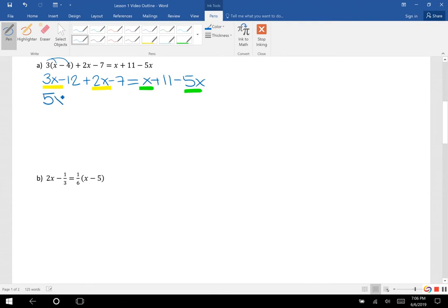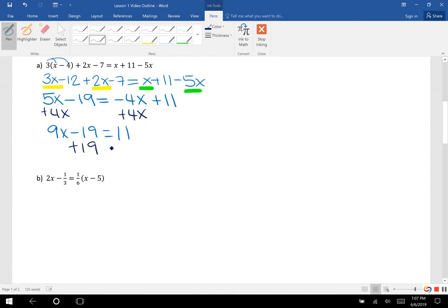The 3x and the 2x is a 5x. Minus 12 minus 7 is minus 19. And then on the right-hand side, I'll get a minus 4x plus 11. Now, if I want all the x's on the left-hand side, I'm going to add 4x to both sides. That gives me 9x. And then we want all the constants on the right-hand side, so we can add 19 to both sides. Now I've got 9x equals 30.